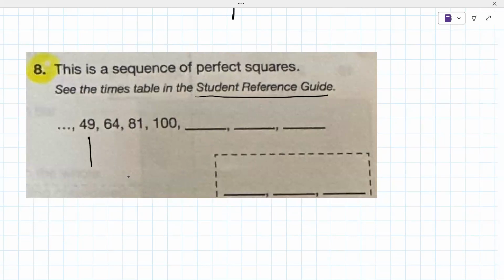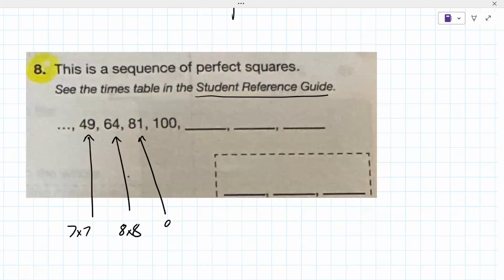Okay. Do you remember what two numbers multiply together to give you 49? Yeah. What is that? 7 times 7. How about we get to 64? 8 times 8. Yeah. How about to get to 81? 9 times 9. Are you seeing a pattern here? Yeah. Okay, what's the next one? 10 times 10.